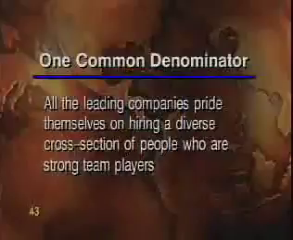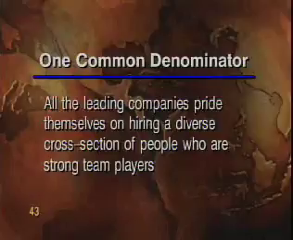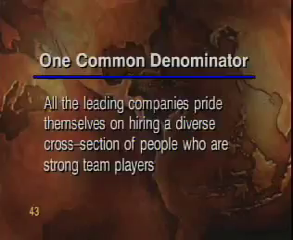While these 3 companies, Google, Genentech, and Wegmans Food Markets, are uniquely different, interestingly enough, Google and Genentech are truly global companies. And Wegmans Food Markets has seized the opportunity to expand its presence from a single grocery store and dairy location to a regional presence along the Mid-Atlantic region of the United States. But certainly, the one common denominator I found in researching these companies is that they all pride themselves on hiring a diverse cross-section of people who are strong team players.